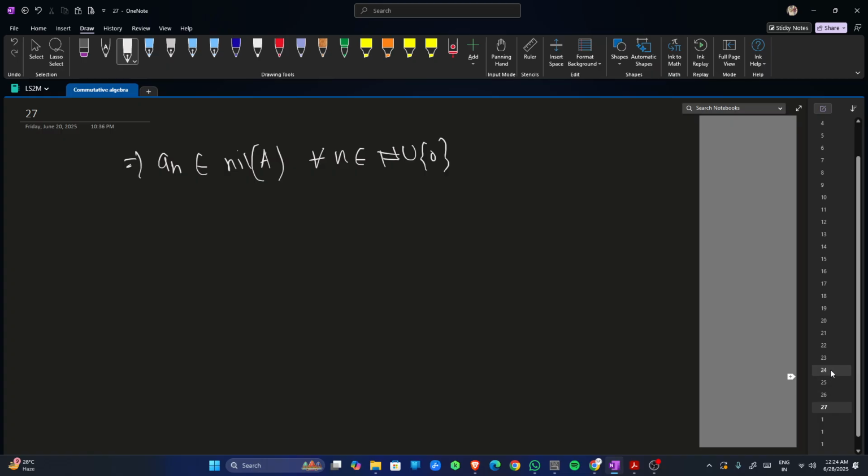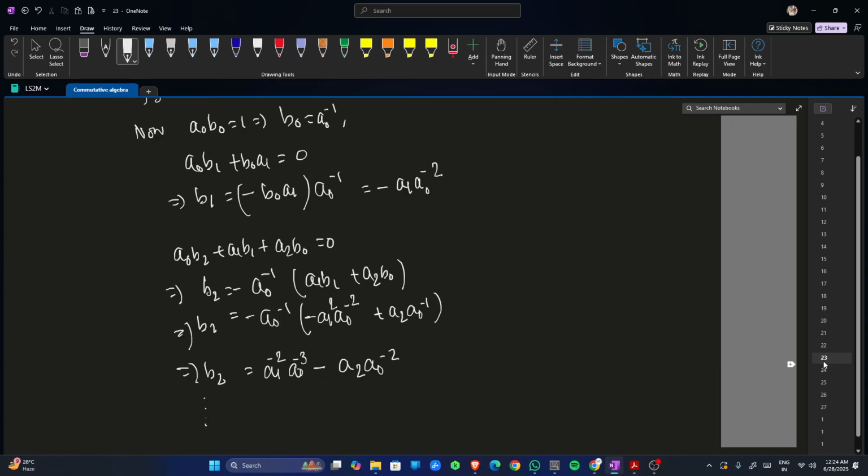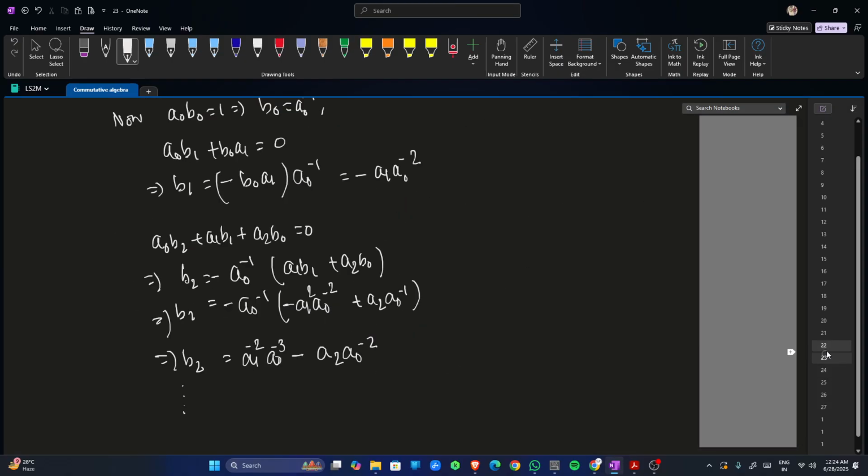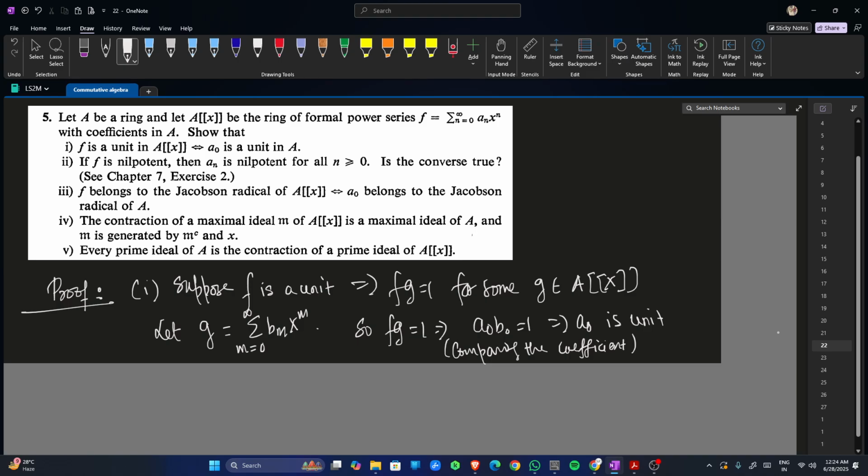This proves that first part. So we have proved that if F is nilpotent, then all the coefficients of F are nilpotent. So what about the converse? Is the converse true? If all the coefficients are nilpotent, then F is nilpotent, like the polynomial ring. We have seen that in a polynomial ring, if all the coefficients of a polynomial are nilpotent, then F is nilpotent. Does the same hold here?